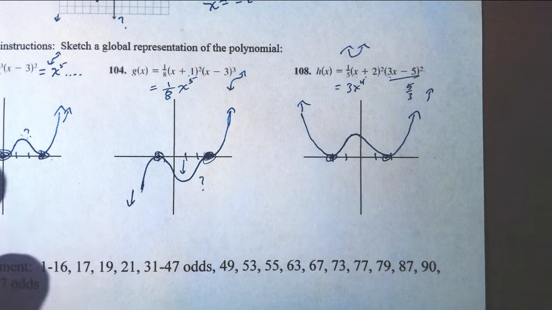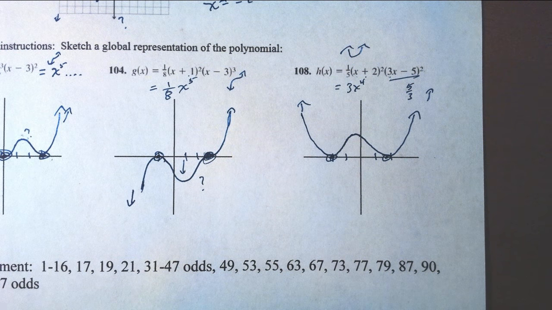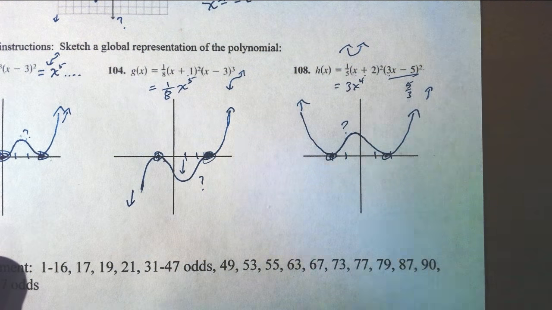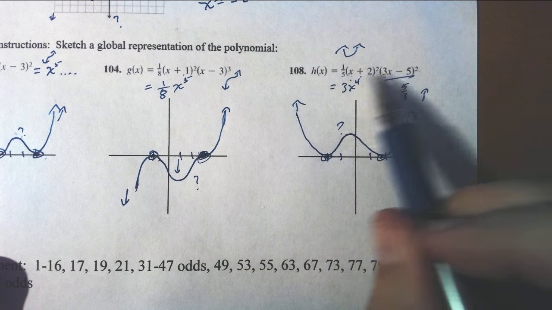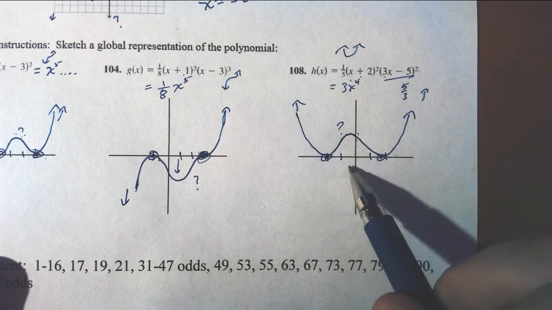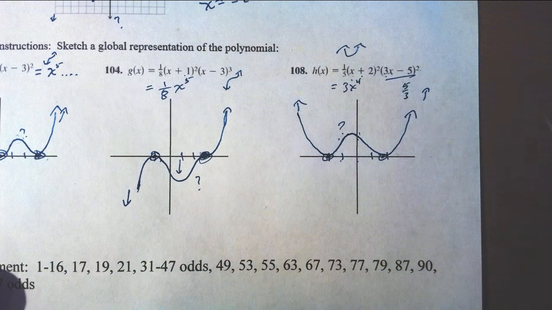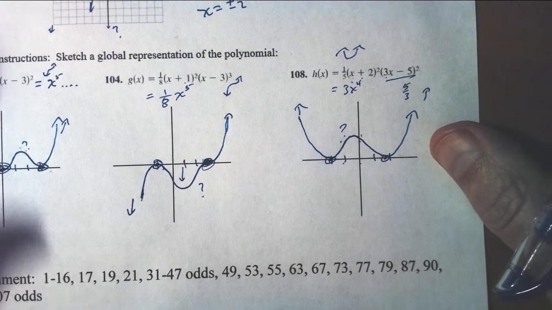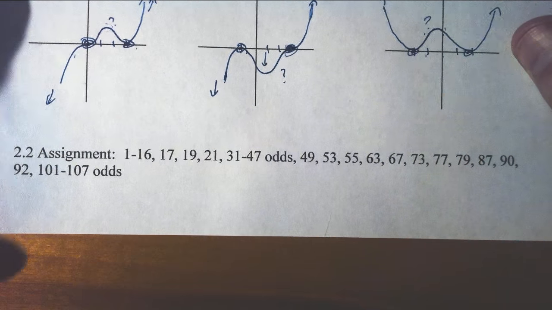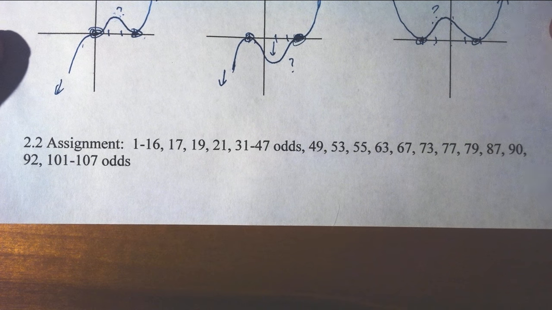But a really nice global representation. How high does it go? That I don't know. Maybe I could put in 0 and find out what that is. Maybe I could put in negative 1. But many times for our purposes, this is enough information. Okay, so that wraps up the note packets from 2.2.